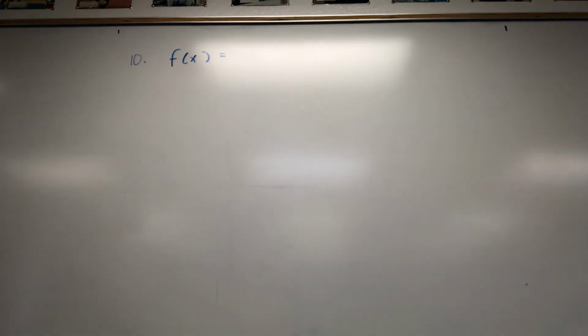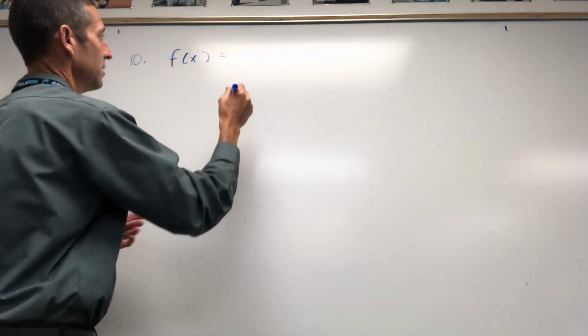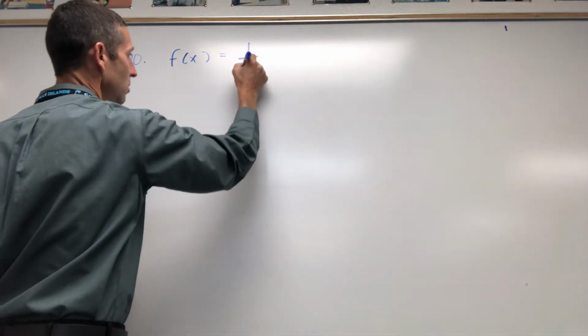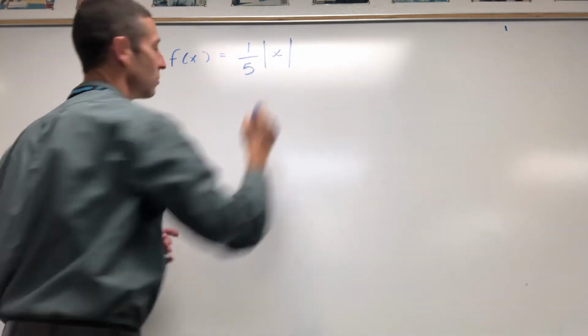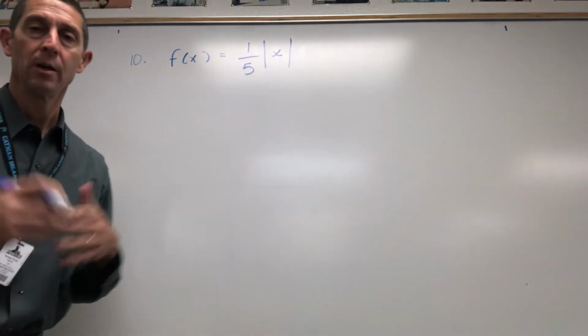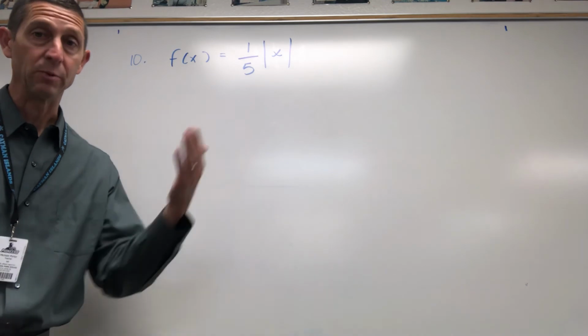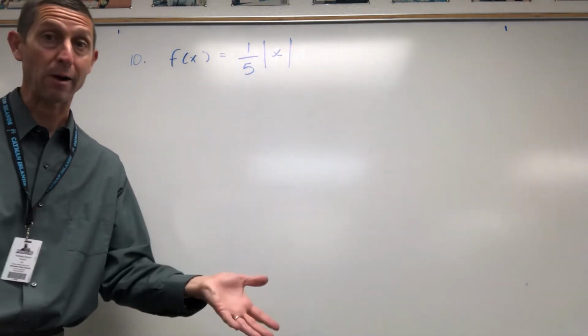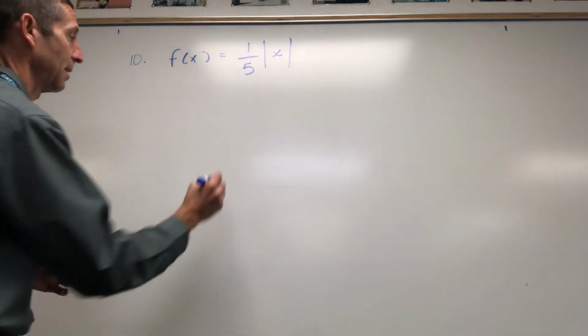Okay, last one for this run. We haven't done absolute value yet. Let's put a 1/5 right in front of our absolute value. So we've got to graph this function. We got to graph the parent function. We got to describe it. This is what we got to make happen.